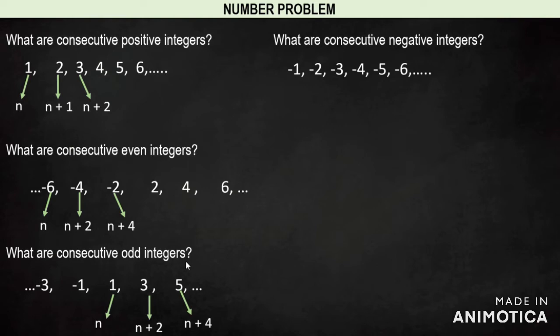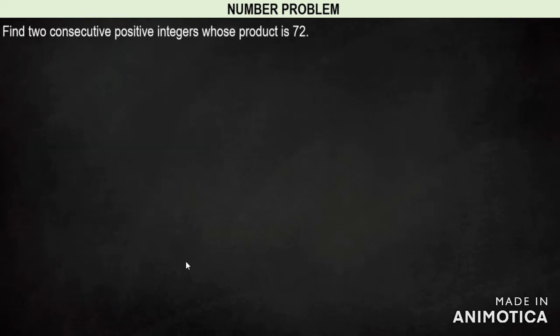Let's have now some examples using quadratic equation. First step is we are going to read and understand the problem. Find two consecutive positive integers whose product is 72. Then step 2, we are going to identify the unknown. The unknown is the consecutive positive integers.